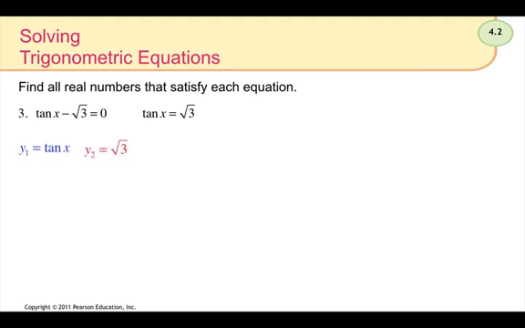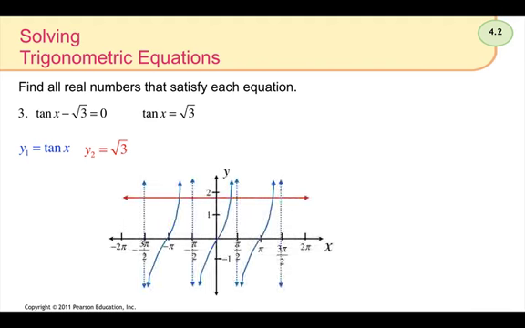So this is going to be my y sub 1, tangent of x, y sub 2, radical 3. We're familiar with graphing tangent of x. We're familiar with graphing radical 3, which is a horizontal line. And notice that this is where they intersect. Here, here, here, and so forth. And they intersect an infinite amount of times.